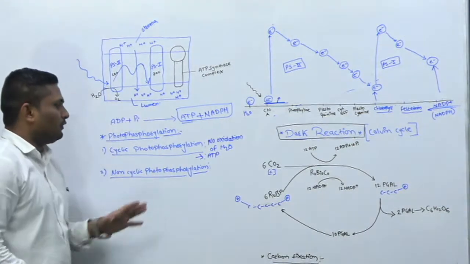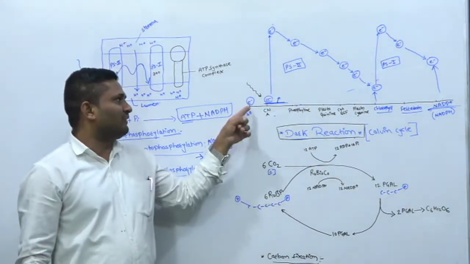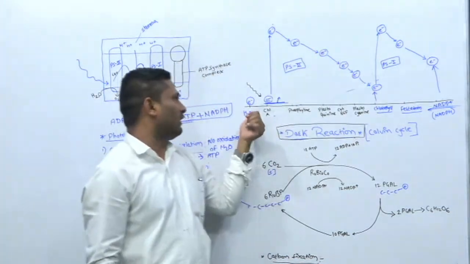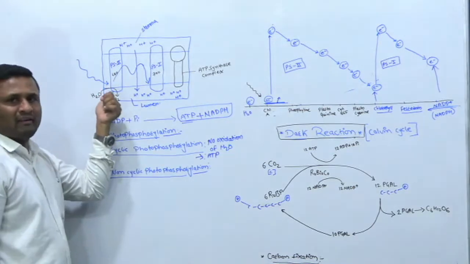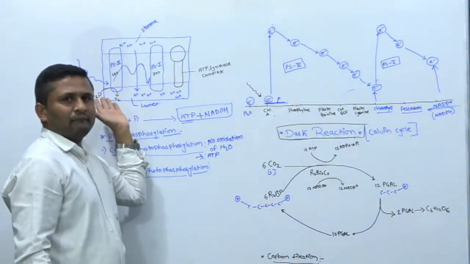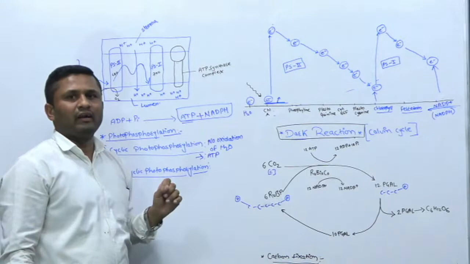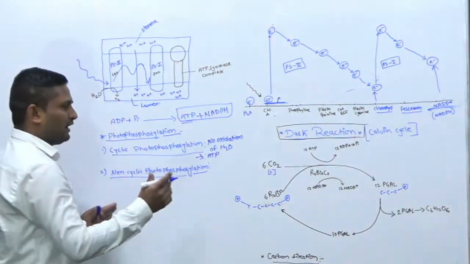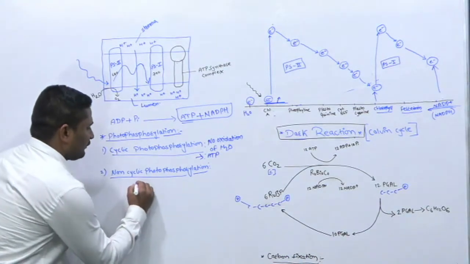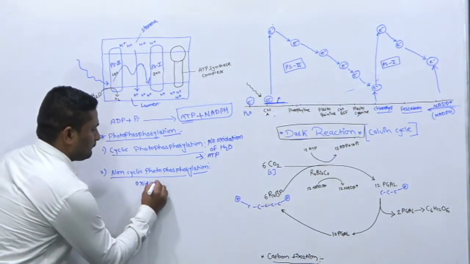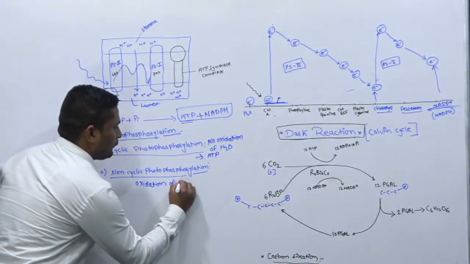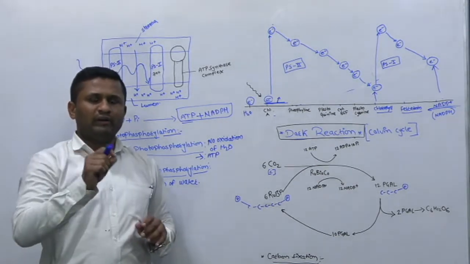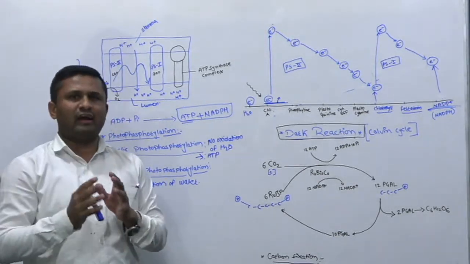So in non-cyclic photophosphorylation, it is necessary to replace the electrons that are getting released from here, from photosystem second. So it is necessary to replace those original electrons, and that's why in non-cyclic photophosphorylation there will be the oxidation of water. Oxidation of water will be there, right? I will cover some oxidation and reduction.